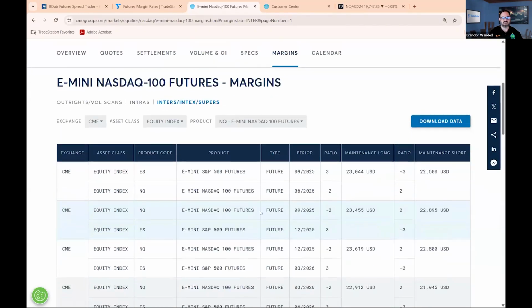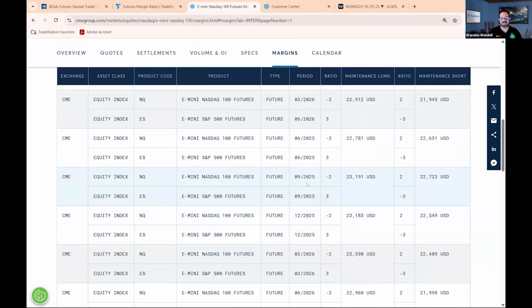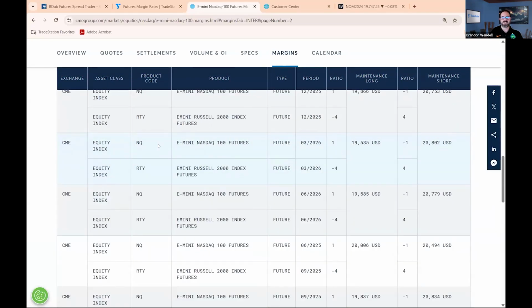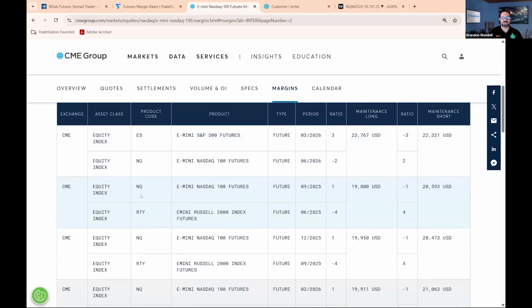Okay, so when I look down here, you can see the ES is pretty much always 3-2 against the NASDAQ. And I can keep looking. There's another page, and there it is, Russell, NQRTY, and we have 4-to-1 if you're doing June versus September.